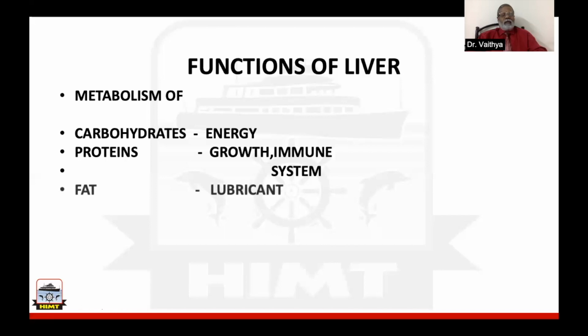Fat acts like a lubricant. It's like oil in an engine. Without oil, the engine will seize. The same thing happens in the human body. Blood moves inside arteries, veins, and capillaries. For this movement, we need some lubrication. That is fat. Usually we call it cholesterol, the medical term.